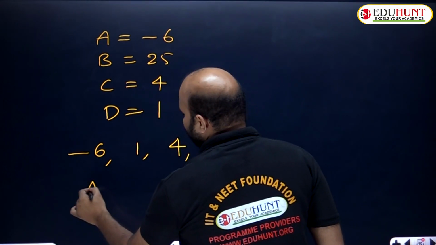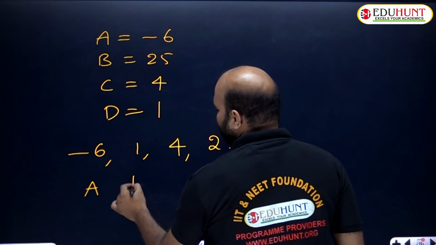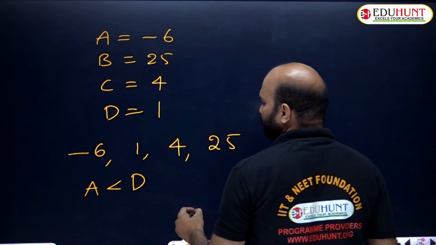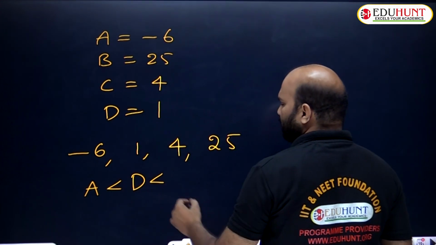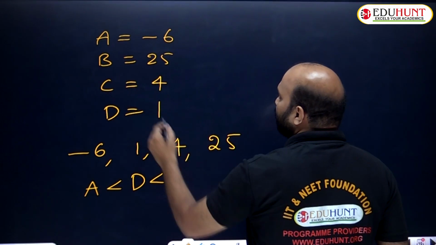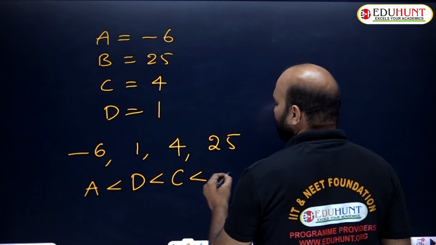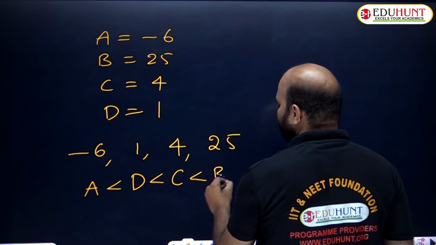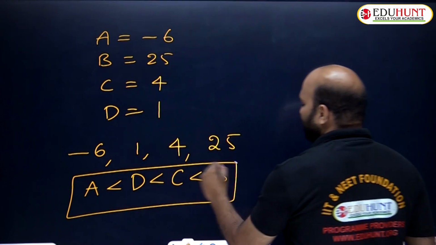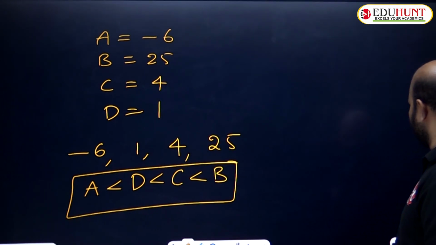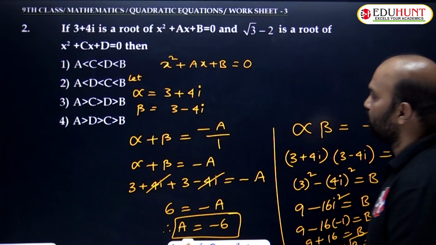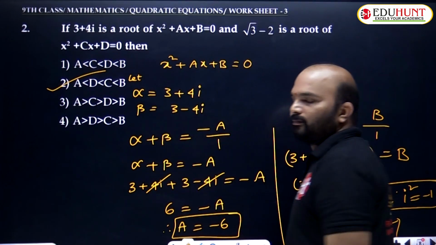Minus 6 is nothing but A, 1 is nothing but D. So A less than D, and 4 is nothing but C, less than B. What is the B value? So this is the required answer: A less than D less than C less than B. Option 2 is the right answer. Am I clear?